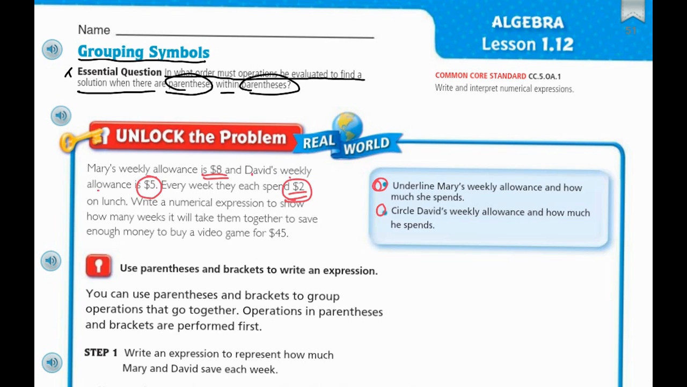Use the parentheses and brackets to write an expression. You can use parentheses and brackets to group the operations that go together. Operations in parentheses and brackets are performed first, okay? So you want to go from the inside out.